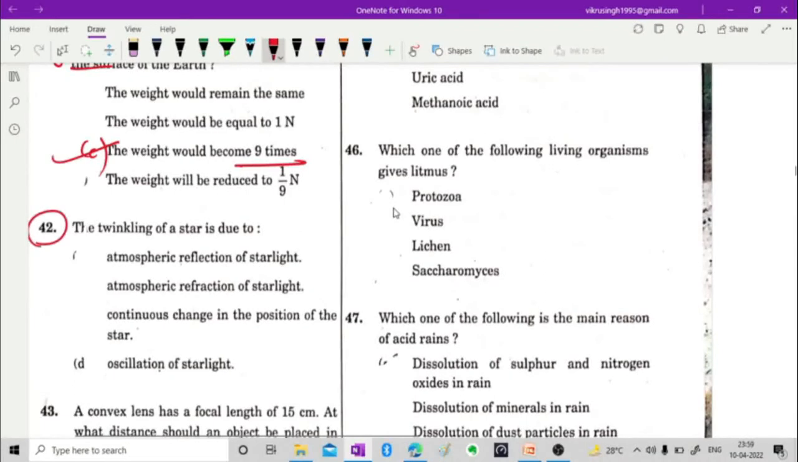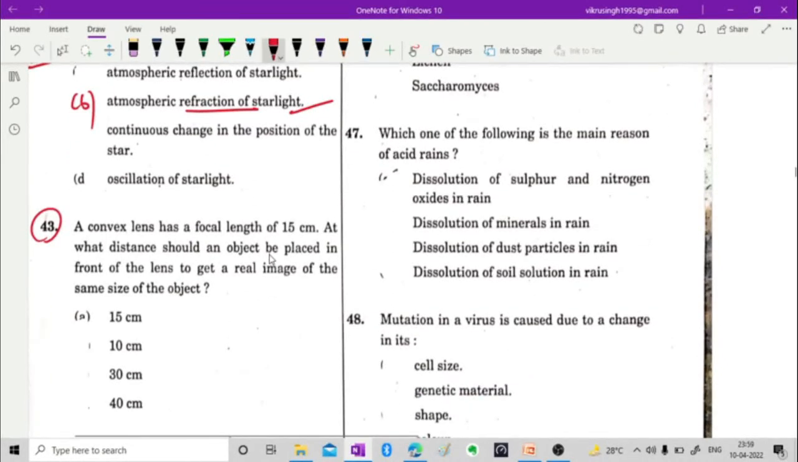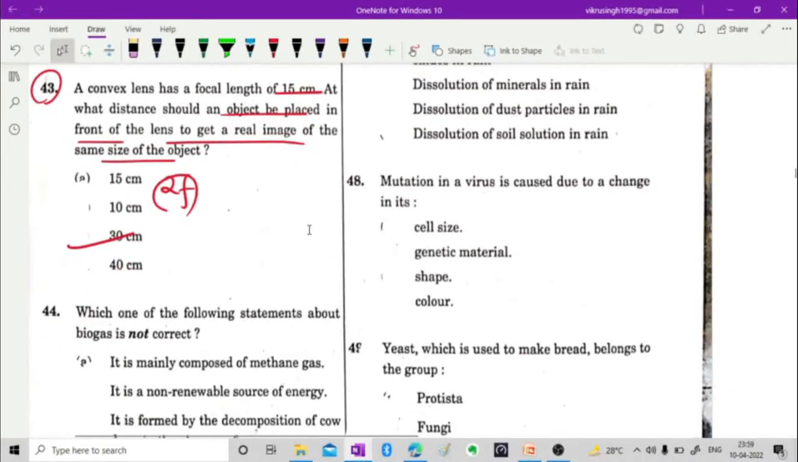Question number 42, the twinkling of a star. This concept is there in class 7-8. It is due to the atmospheric refraction of starlight. Option B. Question number 43. A convex lens has focal length 15 cm. At what distance should an object be placed in front of the lens to get a real image? It should be 2F, that is 30 cm. So the correct option is 30 cm.